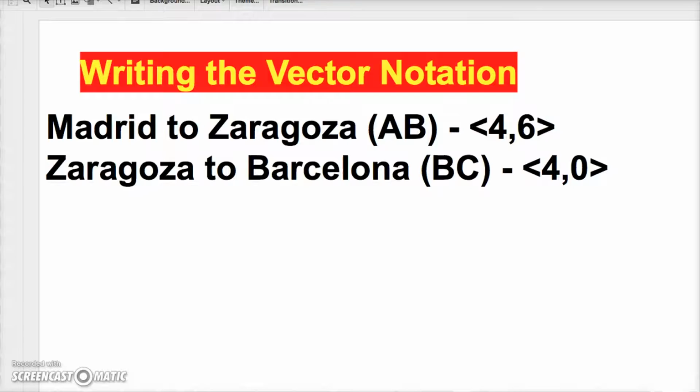Alright, and in the next slide I've just gone over how to write it. So Madrid to Zaragoza, also known as AB, is going to be... there are two ways to write out vector notation. You can do it with a less than and greater than sign around it, or you can do parentheses with the horizontal on top of the vertical. So we have the horizontal 4 and then the vertical 6 from A to B. And then for BC, Zaragoza to Barcelona, we have 4 horizontal, then 0, obviously, vertical.